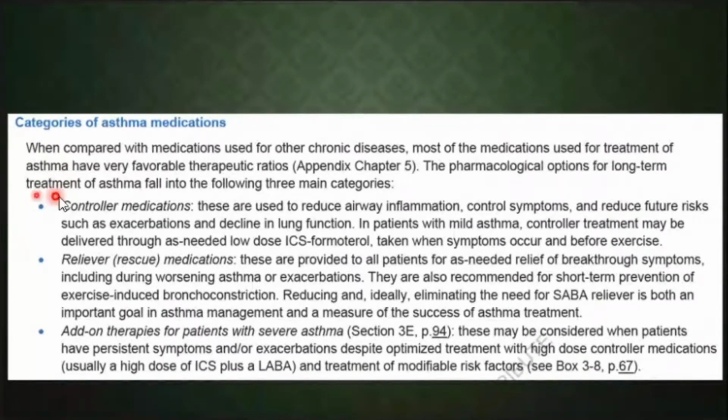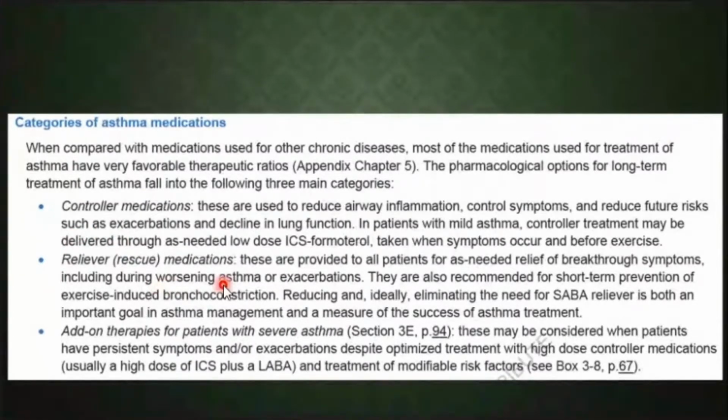Okay, so in asthma, we'll further classify them into two other subcategories. You have your controller medications. We usually call them your controller and your reliever. So your controller are your maintenance, something which you tell the patient to take on a daily basis, okay, which you should not miss the dose. They are primarily used to reduce airway inflammation, to control the symptoms, and to reduce the future risk of exacerbations. So most of the time, these controller medications will be a long-acting bronchodilator with an ICS, an inhaled corticosteroid. Inhaled corticosteroids form the backbone of controller medications.